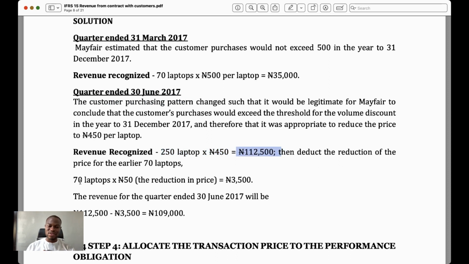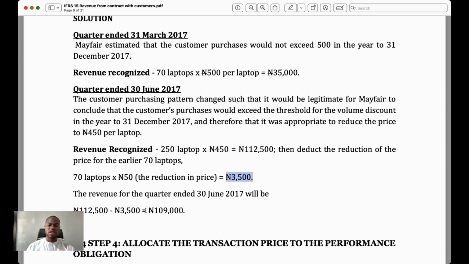We'll now adjust it for the excess we recognized in quarter one since we didn't know, right? So the excess is 50 naira because we had recognized the 70 laptops at 500 naira before. Now we need to adjust it down to 450. And the only time we can adjust it is now, because we don't clean up in accounting. So we only update, adjust through addition and subtraction. So 70 laptops at 50 naira, now that our price has been reduced to 450. So we'll remove 3,500.